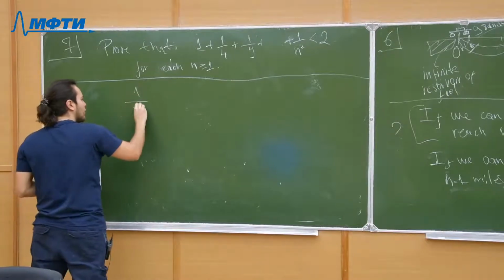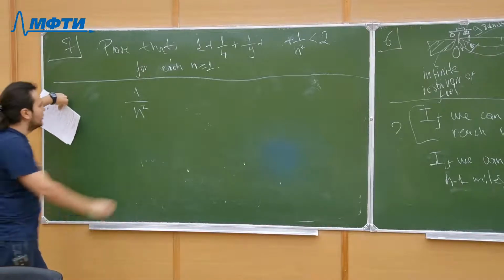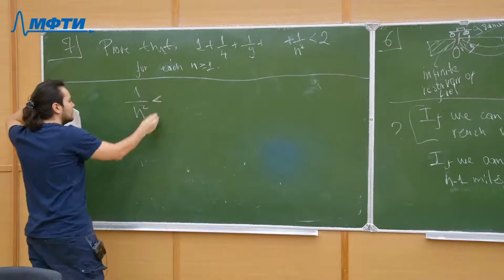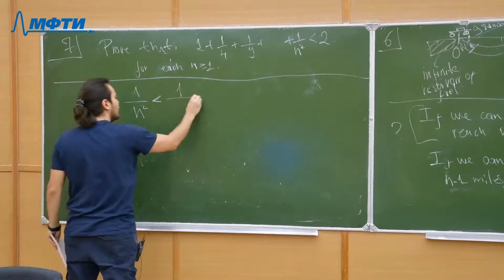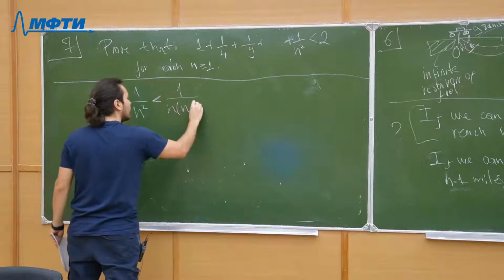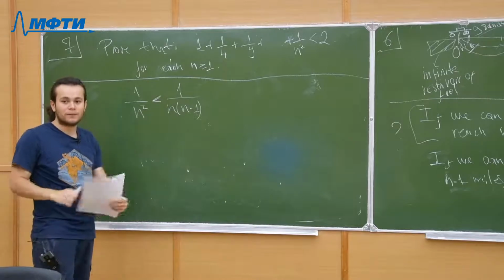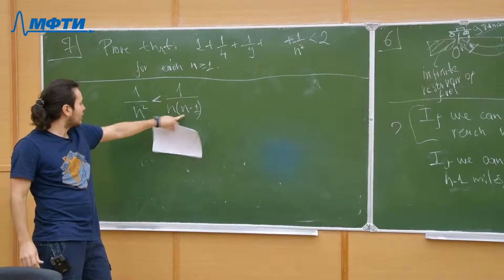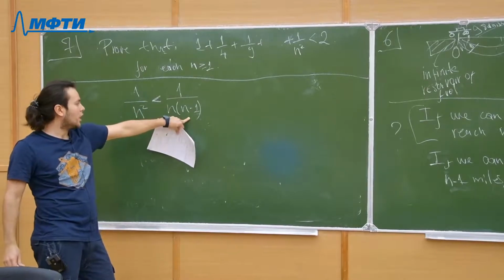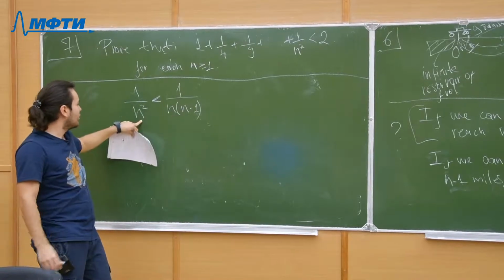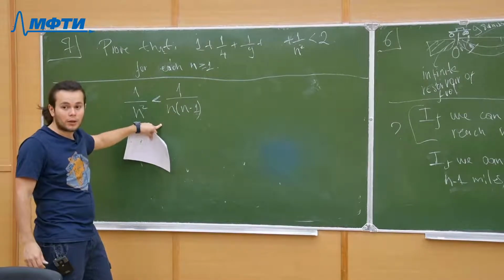So what if we have 1 over n squared? This is less than 1 over n minus 1 times n. We can write this with n minus 1, right? So if I take n minus 1 here, not n, then this number is going to be less than this number, and then everything is going to be greater than this number. Okay.